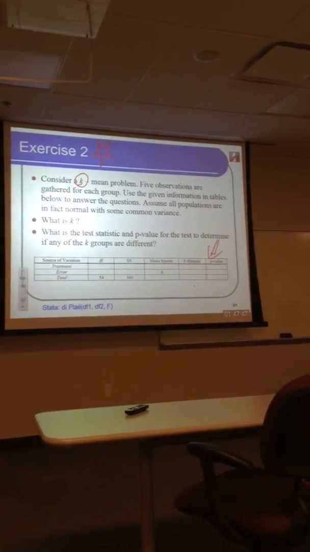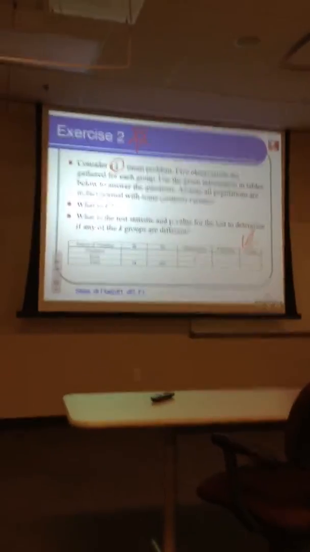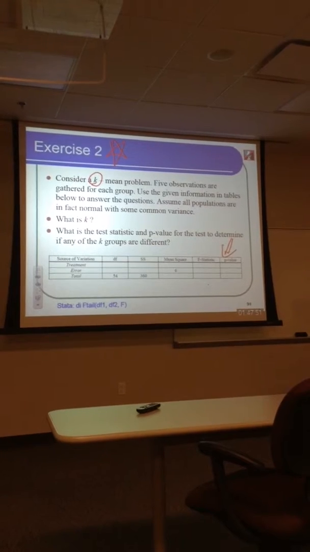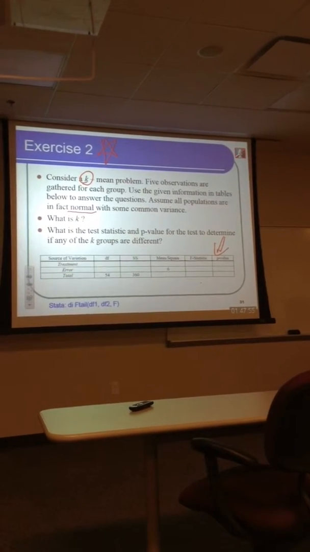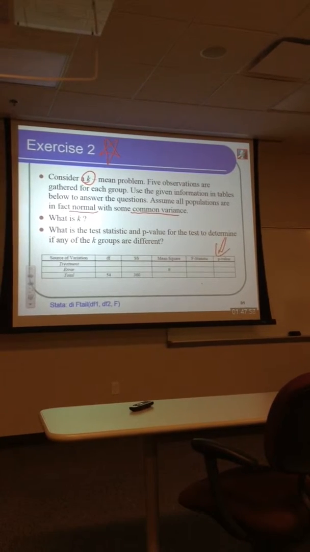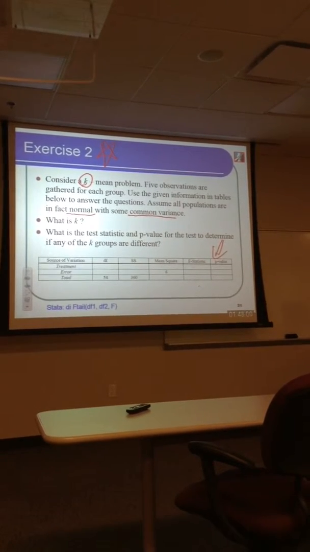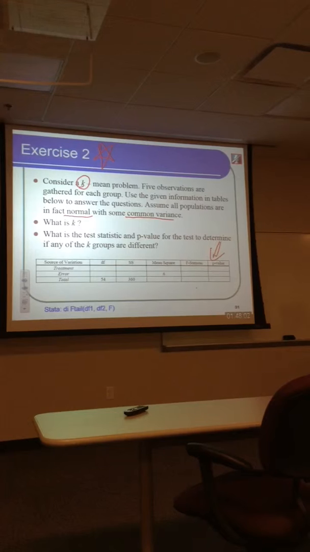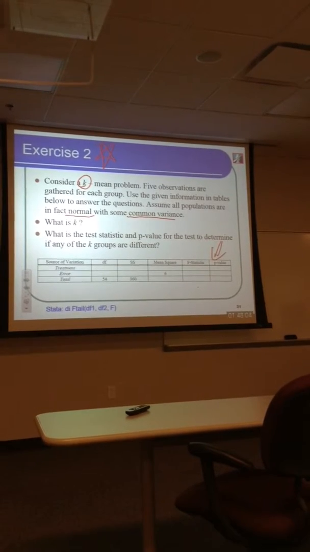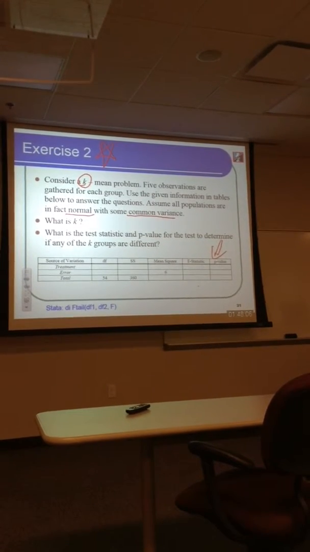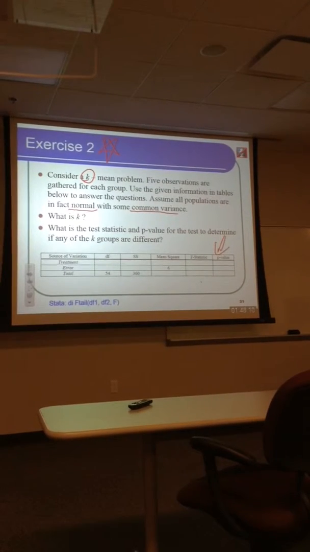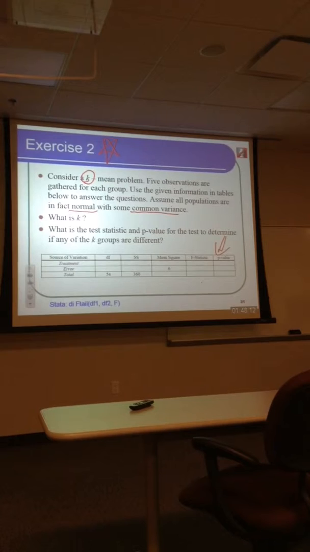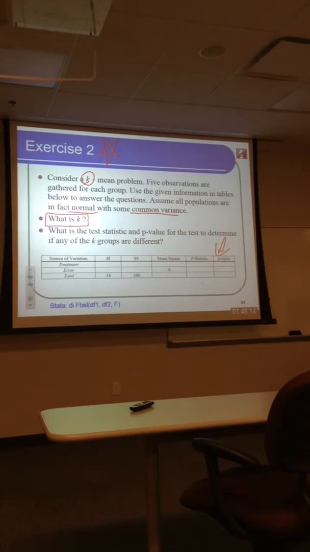Use the table below to answer the following questions. Let's assume all populations are in fact normally distributed with common variance. So basically this assumes all the assumptions related to a one-way ANOVA test are satisfied, so you don't need to worry about whether you should use ANOVA or not. Now, based on the table below, what is the value of K?